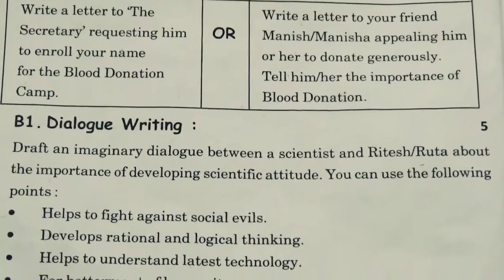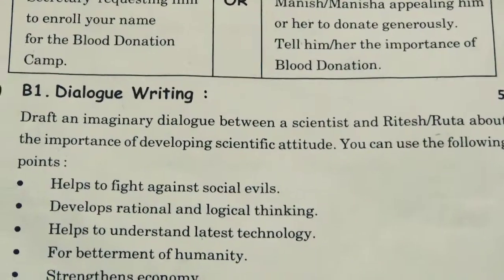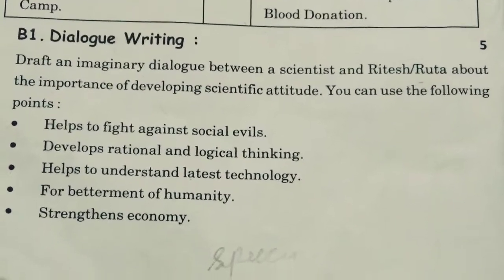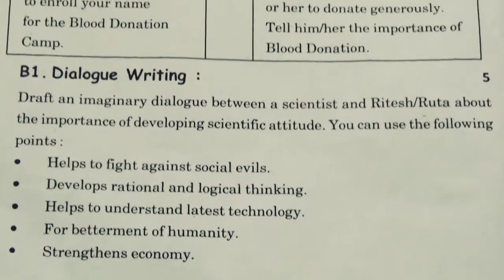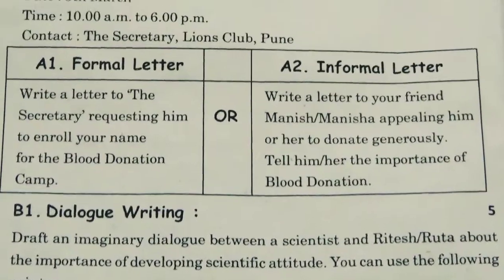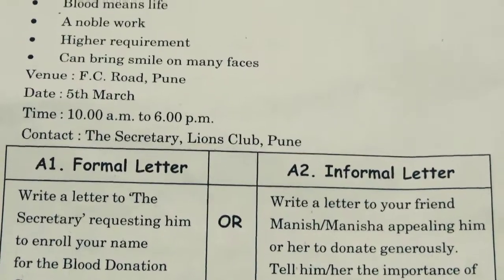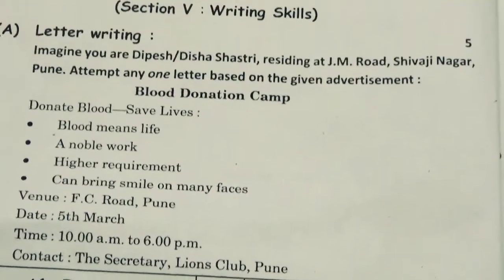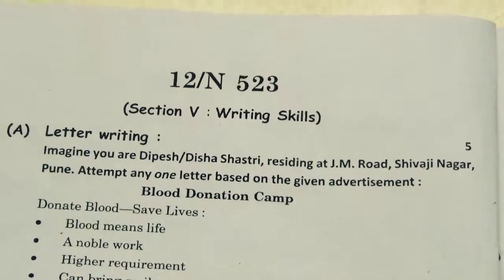Now begins the writing skill, section 5. It starts with letter writing. Two options are there, formal and informal. The content has to be the same. They have given the clues as well, so use those clues and then try to write either formal or informal.